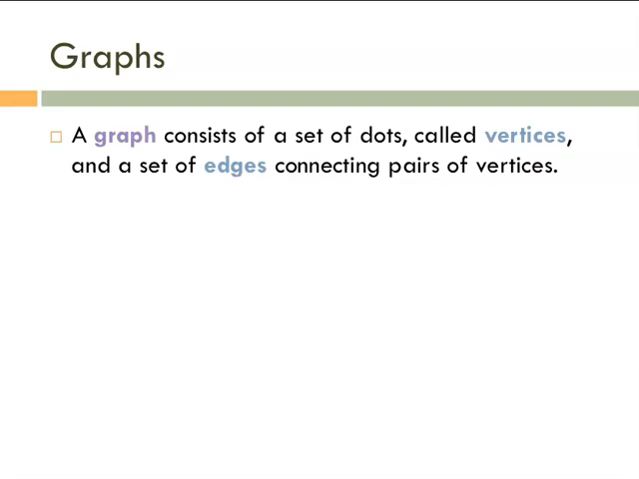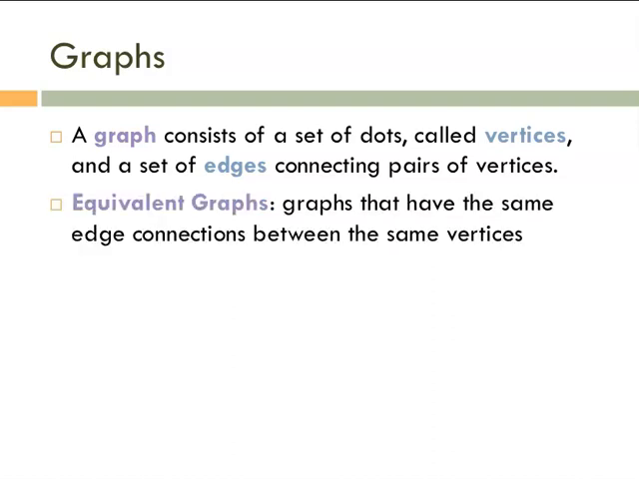Okay, so let's talk about how we define a graph in this realm of graph theory. A graph consists of a set of dots, which are called vertices, and a set of edges, which connect pairs of vertices. So vertices and edges, those are the two main things that you'll see in one of these graphs. And graphs are equivalent if they have the same edge connections between the same vertices. So over here on the left, here's an example of a graph. All the dots are vertices, all the lines between the vertices are edges.